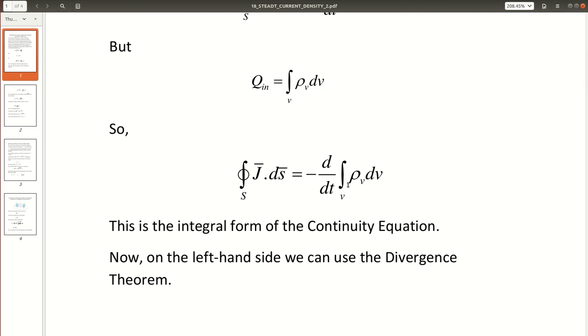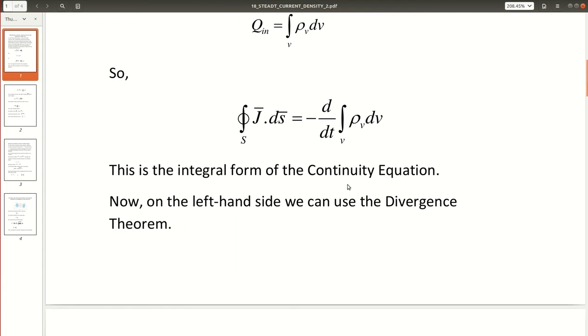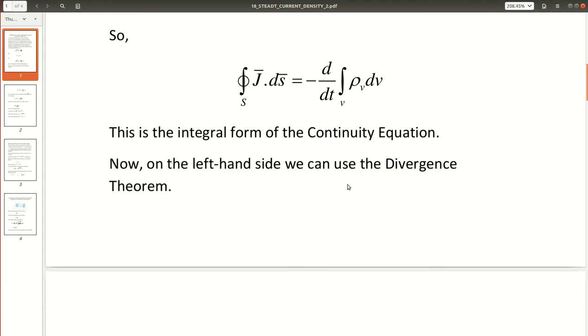As the charge density, or number of charges in a volume, changes, it means they move, or the density changes over time. This means that the current density also changes. This is the integral form of the continuity equation.